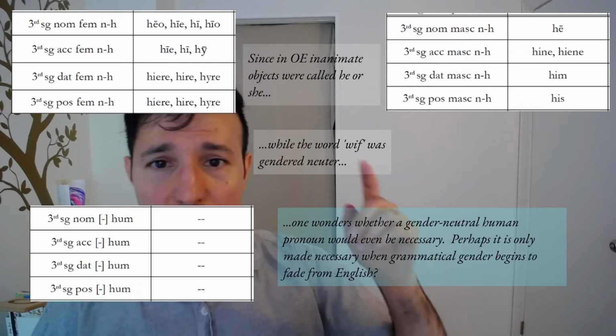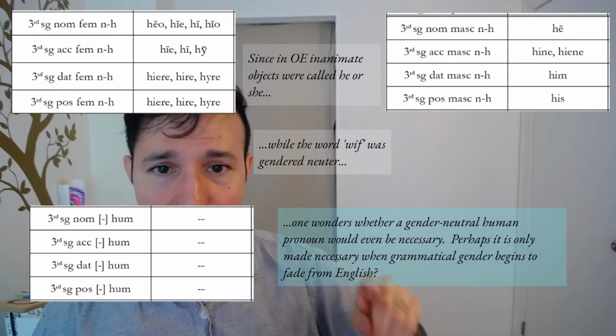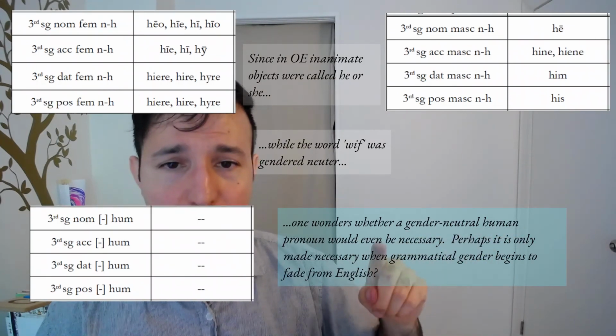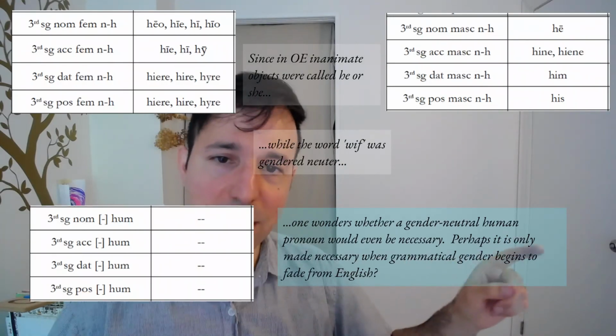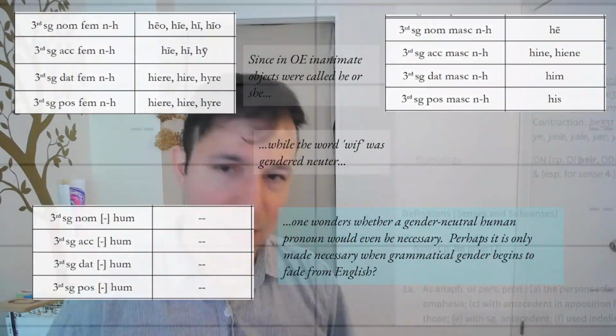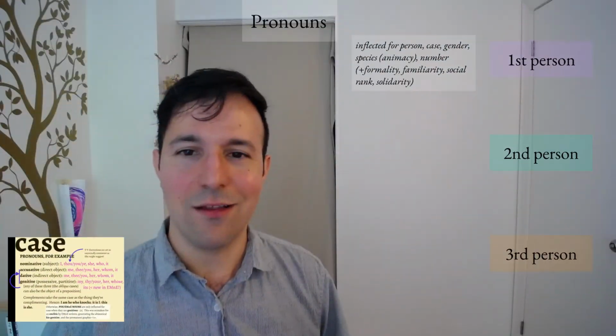And the fact is, given that in Old English and well into Middle English, inanimate objects could be called he or she, one wonders whether a gender-neutral human pronoun would even be necessary. Perhaps it is only made necessary when grammatical gender begins to fade from English. In other words, the past may be more fluid in its approach to pronouns than it seems.